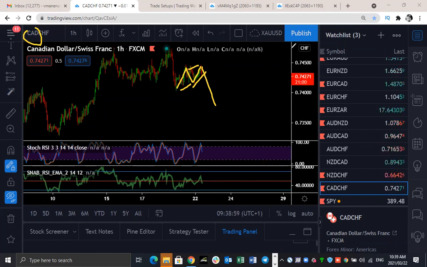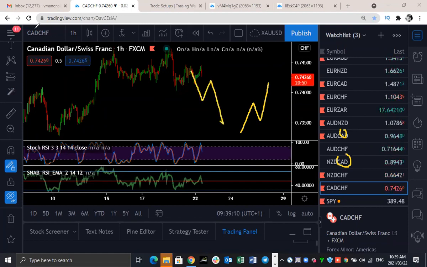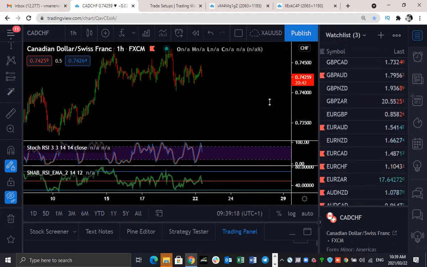Okay, so New Zealand CAD, Aussie CAD, they have got the CAD as the quoted pair. So we're expecting them to give us a short-term upside, while the CAD quoted is showing us short-term downside, same as oil showing us short-term downside. That is the reason why we're looking at that correlation. All right, that's what we have there on the CAD pairs.